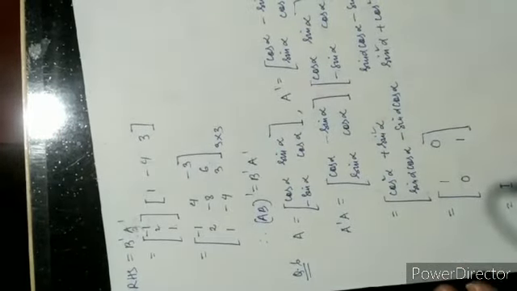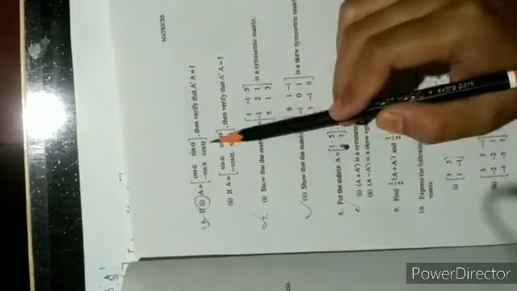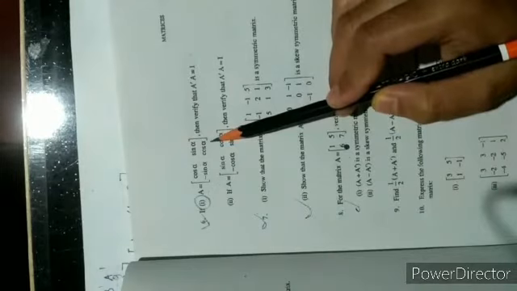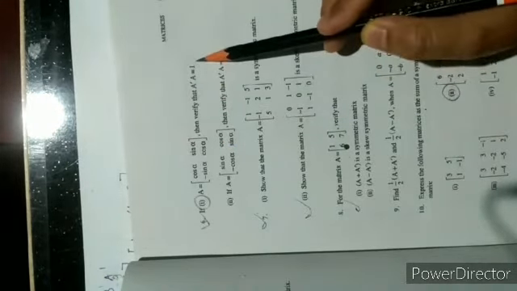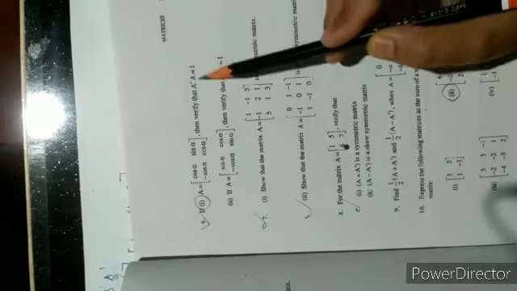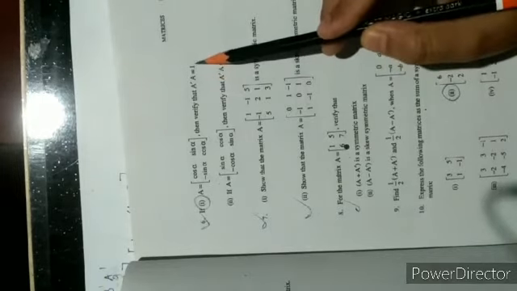Next question. Question number 6. If A is a square matrix of order 2, then verify that A dash into A is equal to I. We have to prove that the product of A dash and A is the identity matrix.